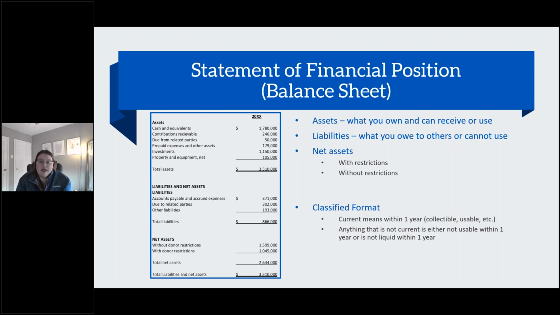So when you have net assets with restrictions, this is basically saying that some donor, and I want to specify donor particularly, is restricting these funds for a specific use or a specific time period. If you have net assets without restrictions, it basically means that it is up to the organization how they spend those funds, or up to the board.